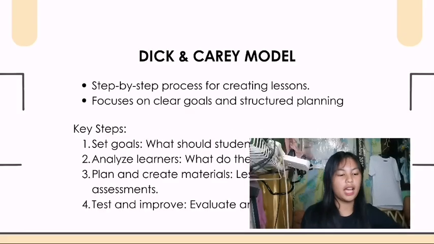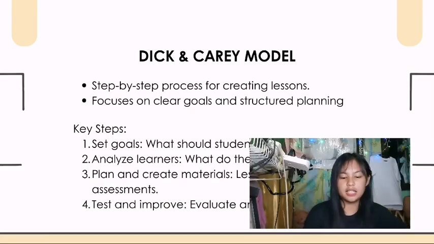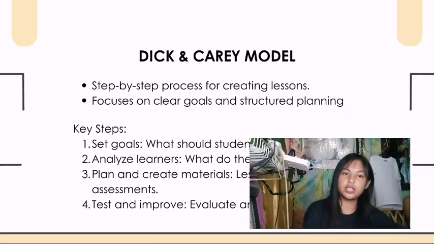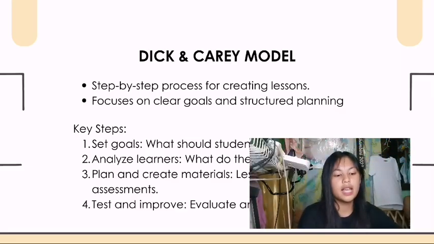So first, we were going to tackle the Dick and Carey model. It says that it is a step-by-step process for creating a lesson. So as a teacher, when we use the Dick and Carey model, it is more planned and structured, as it says on the second bullet: it focuses on clear goals and structured planning. Since it's a step-by-step process, it is more structured and we see how clear the goals are. The key steps are, first, to set goals, and it answers the question, what should students learn? So here we see the objectives in the cognitive, affective, and psychomotor.